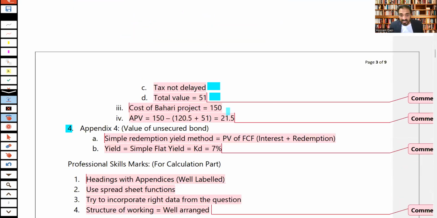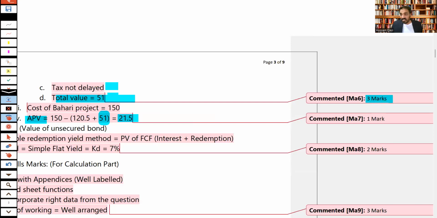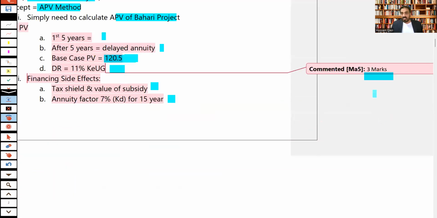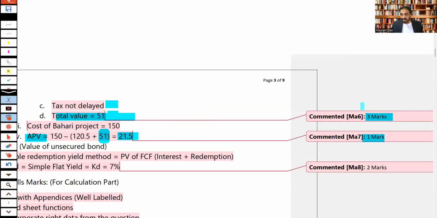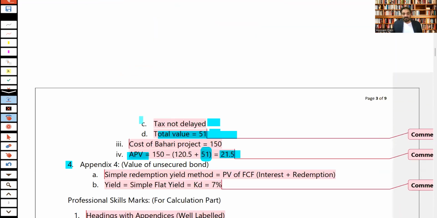But the financing side effects, adding the value of financing side effect, adding the value of 51 million. So overall APV is positive due to the reason of financing side effects. That is important here. So for all financing side effects, there are total 3 marks, and final APV calculation 1 mark. So total APV calculation 3 marks, 1 marks, total 7 marks here. That is the point of calculation part.